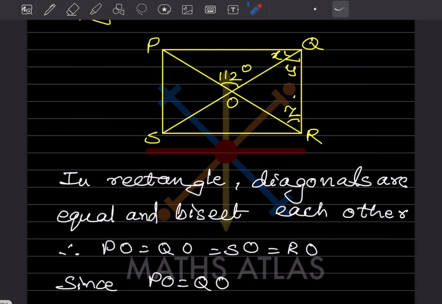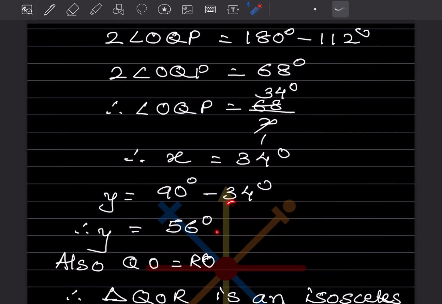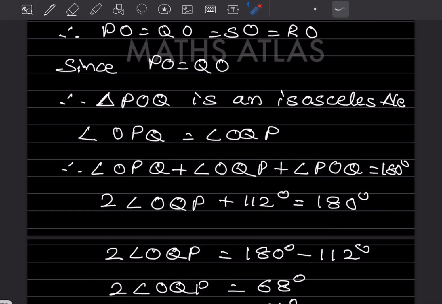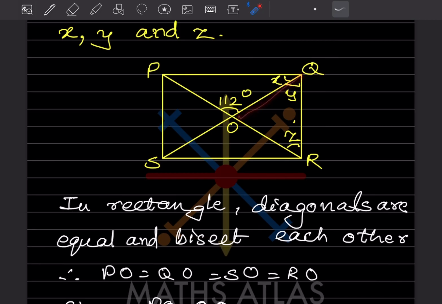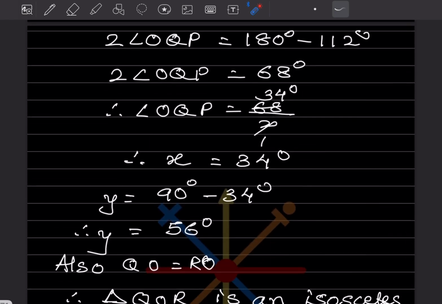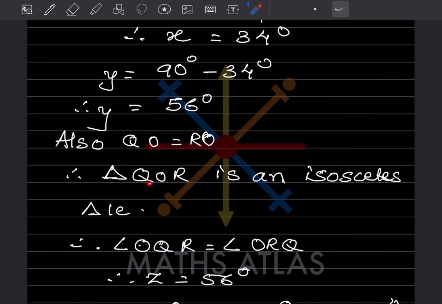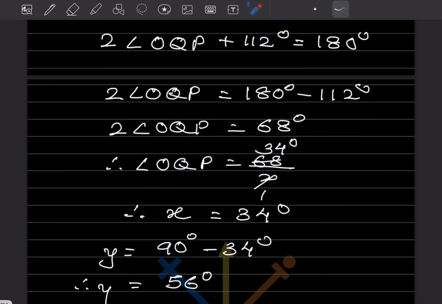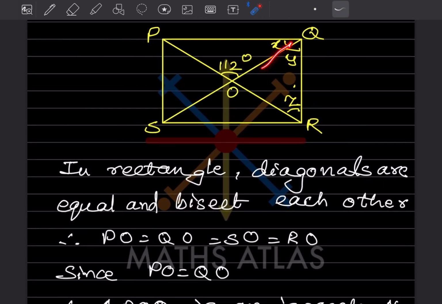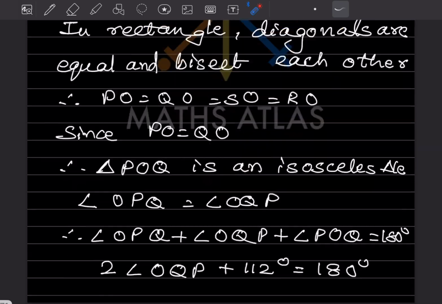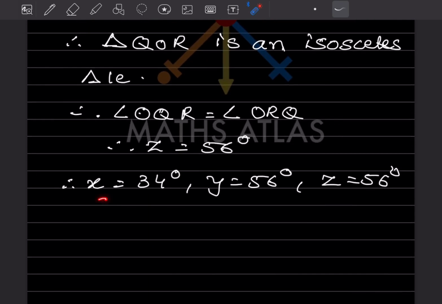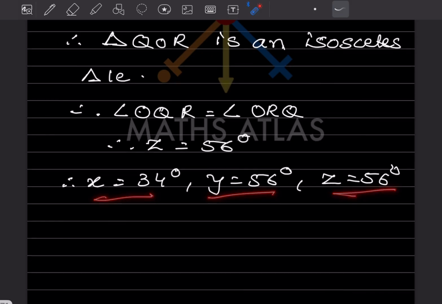Now Y is 90 degrees because this is a rectangle. So this is very easy. We have to subtract from 90 for Y: 90 minus 34, which is going to be 56. Also QO is equal to RO, and we want this Z angle. QOR is also an isosceles triangle, so OQR is equal to ORQ. So Z also should be 56, because these are the base angles, which are going to be the same. So we got all the values: X is 34, Y is 56 and Z is 56.